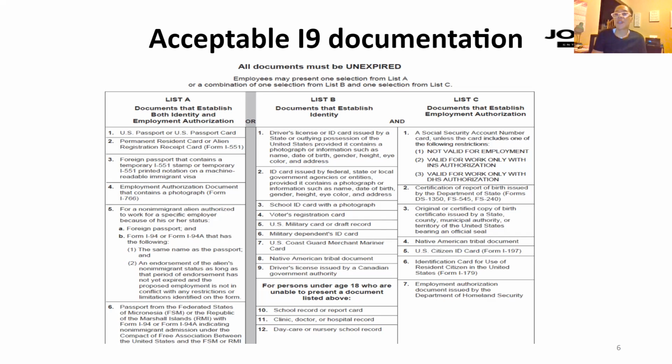If you give me something from List B, you have to give me something from List C. Some items that are on List B include your driver's license, your state identification card, any card that is federal, state, or locally issued that has a photo. List C includes your social security card or your birth certificate.